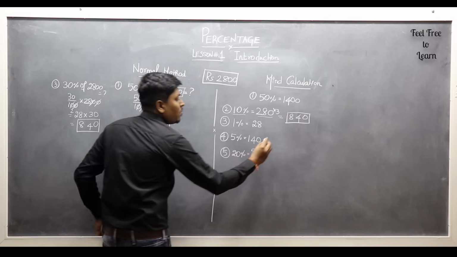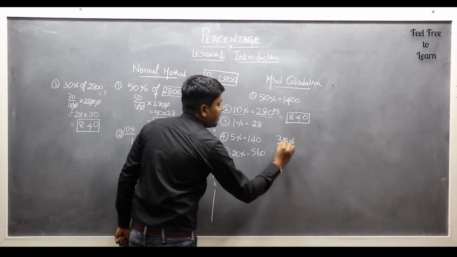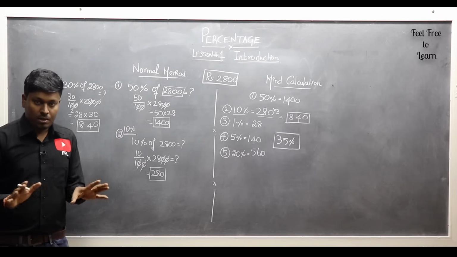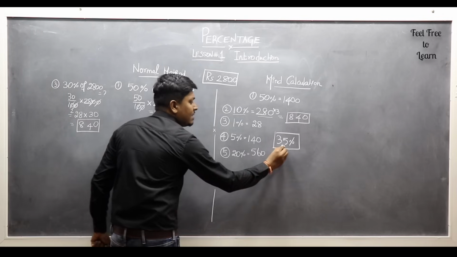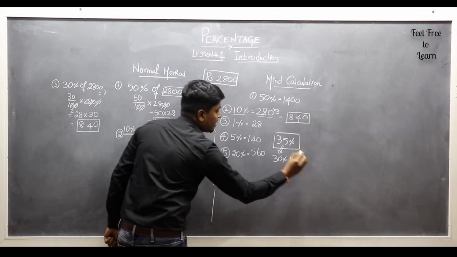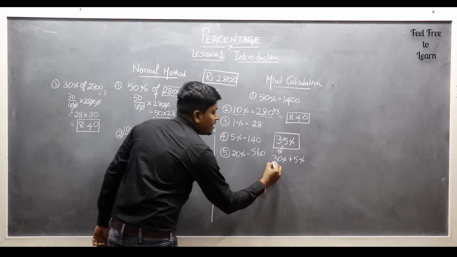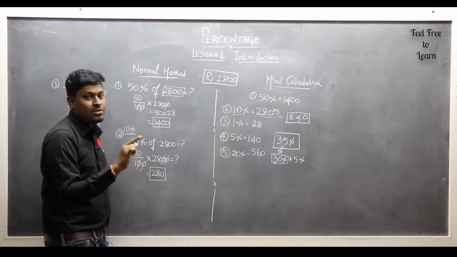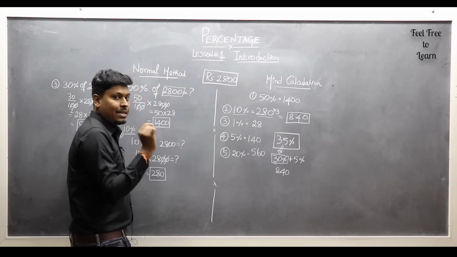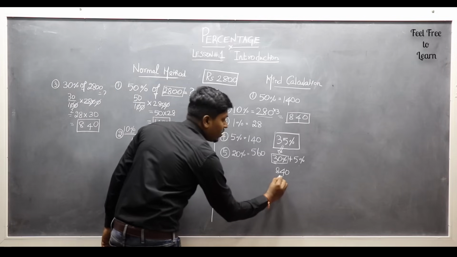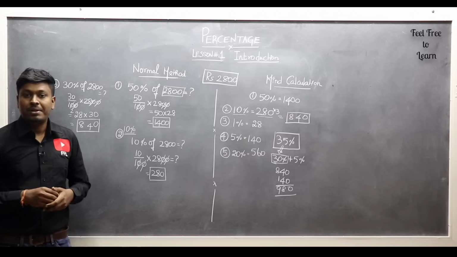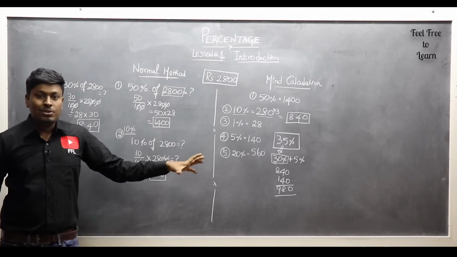For example, if they ask what is 35%, some students will have a doubt like this: how can I find 35% in mind calculation? Someone is asking 35% of 2800. So what you can do is write 35% as 30% plus 5%, yes or no? 30% plus 5% will be 35%. And finding 30% is easy, because we know 10% is 280, so 30% is 840. Next is 5%. 10% is 280, so 5% will be 140. So 840 plus 140, that is 980, will be 35%. But this comes only with practice. You need to practice more.